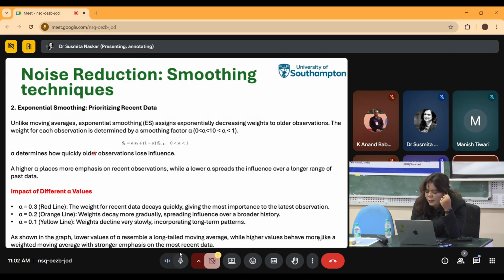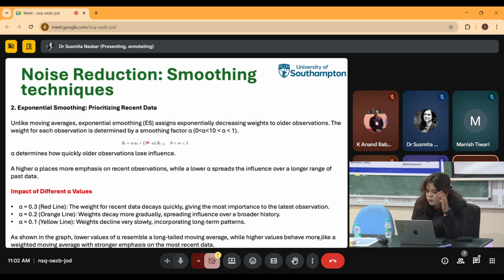If you look at the value of alpha, that's one of the important factors for exponential smoothing, and it determines how quickly the older observations lose their influence. This is the factor that decides which data you need to consider when you are considering the influence, and that can change. So we will look into this.